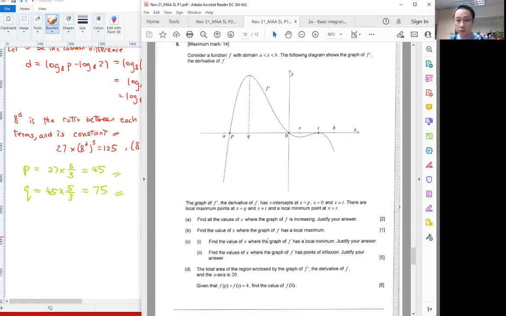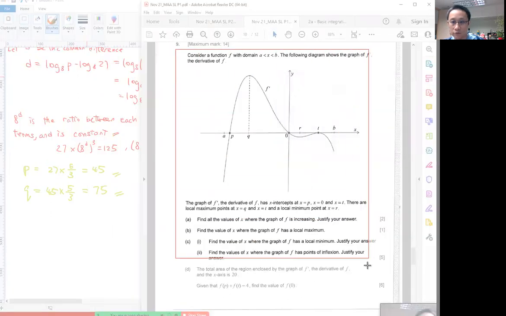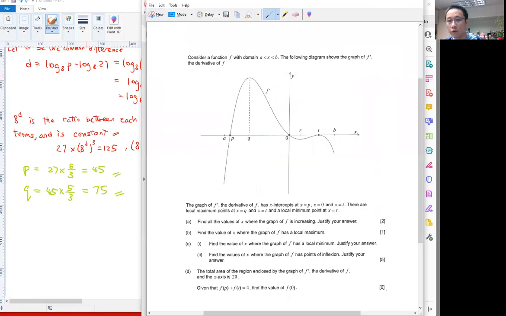Oh, last question is some interesting calculus stuff. Integration without an actual function. Well, this thing is actually a negative power 4 function, but for SL, you guys don't need to know about this. Let's address the question first.